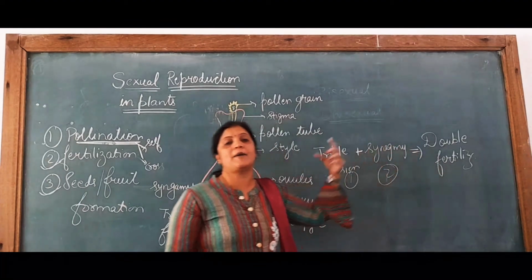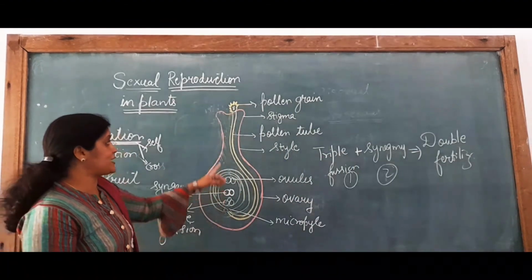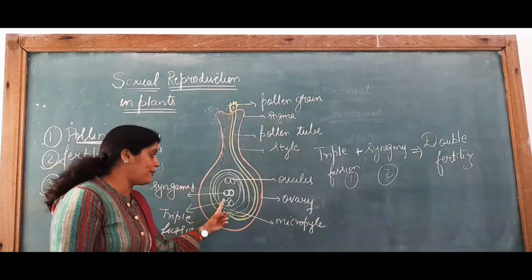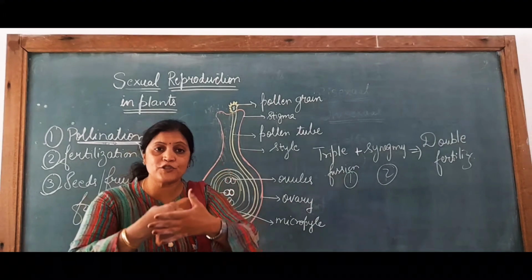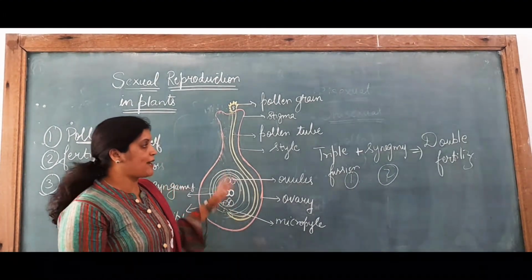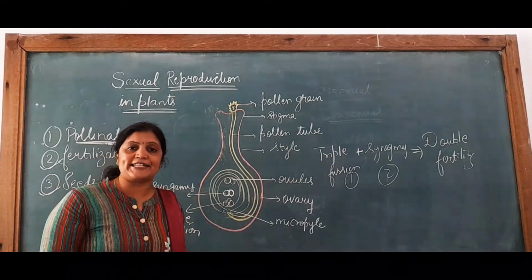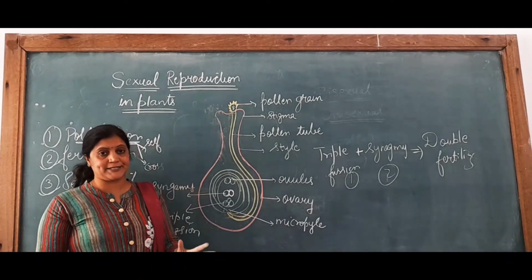So in a flower, double fertilization takes place. The male gamete is the pollen grain, the female gamete is the ovule. When the male gamete and the female gamete fuse with each other, it is called fertilization. So two fertilizations, so we can say in plants dual fertilization takes place.